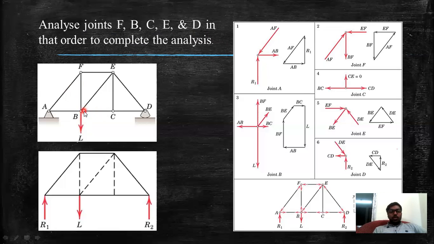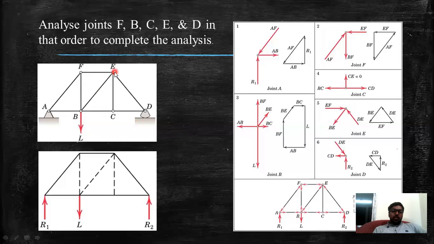Now we will consider joint B and draw the free body diagram of joint B. Again we will follow the same rules: one equilibrium equation is sum of Fx equals 0, and the second equilibrium equation is sum of Fy equals 0. If we do that, we can easily find the value of member force BE and member force BC. Now member force BC is known to me, this one is also known to me, and this one we computed previously.